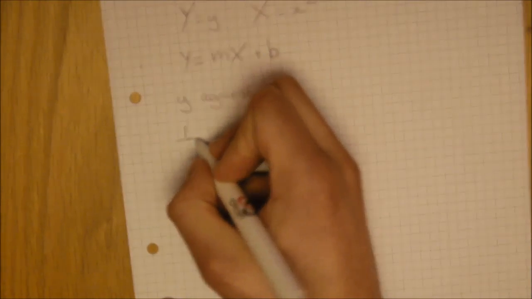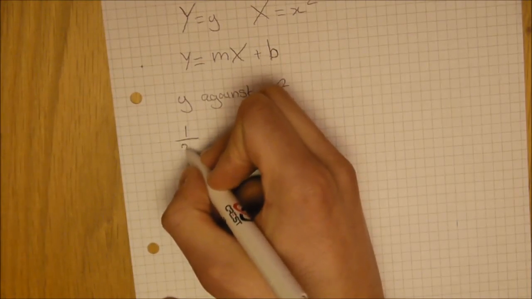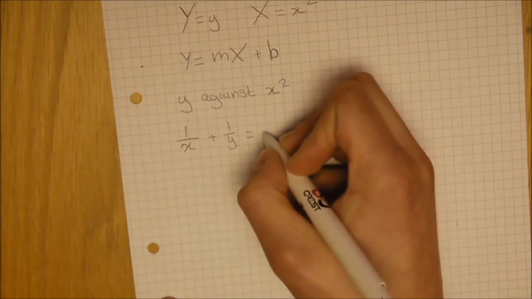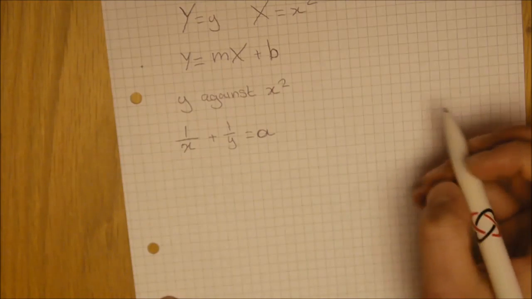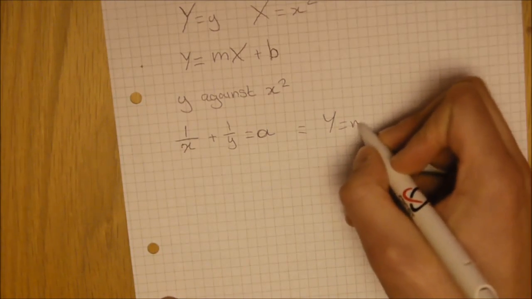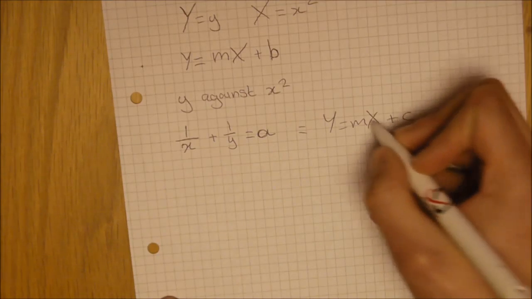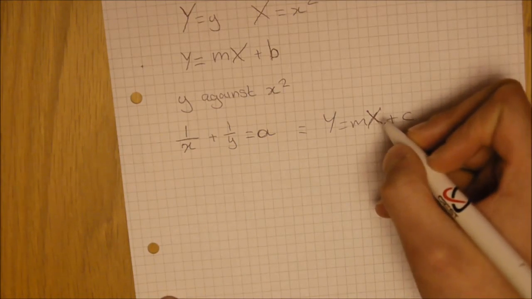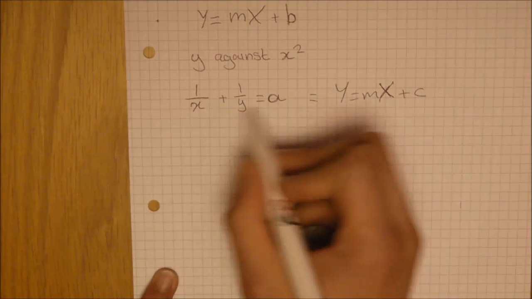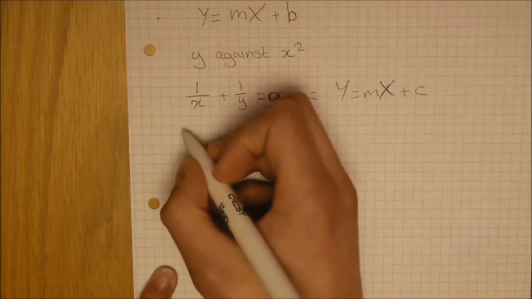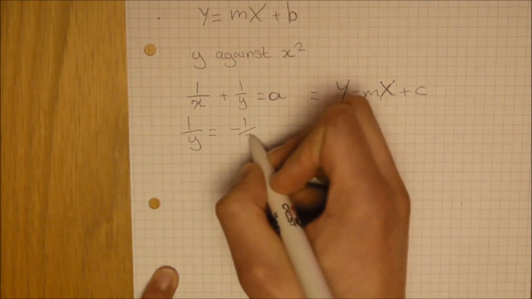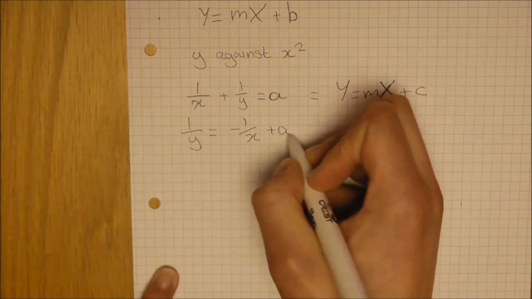We're going to take 1 over x plus 1 over y equals a. Obviously we want to get this into the form y equals mx plus c, big Y, big X. The way in which we do this is very simple. We rearrange it so we've got y on one side and x on the other. So it's 1 over y equals minus 1 over x plus a.